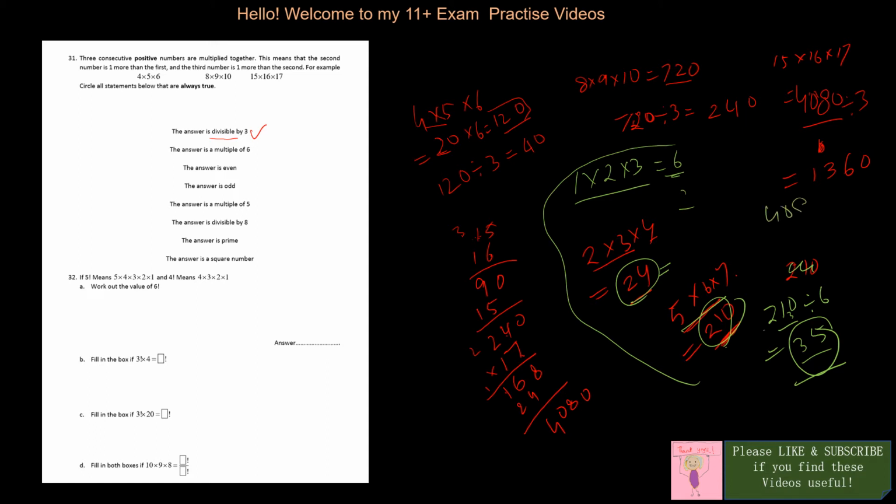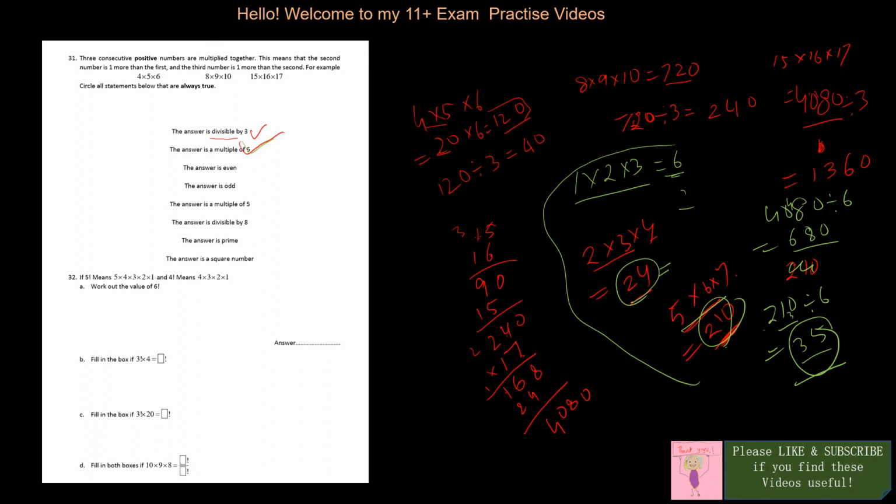So 4080, if you divide by 6, what do we get? 6 times 6 is 36, and 440. 6 times 8 is 48, we get 680. So it is a multiple of 6, that is true. I can't believe it.